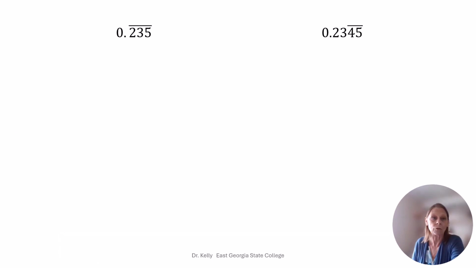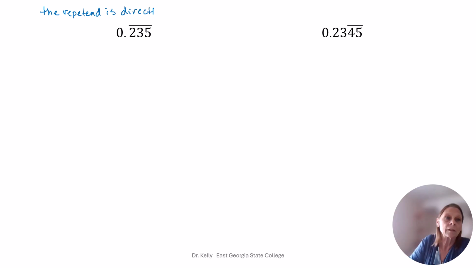So let's look at another example. In this next example, you can see first off that the repetend is directly right of the decimal point. Okay, so we don't have to do anything crazy about that. Notice over here it's not, so we'll have to do a couple of extra steps.